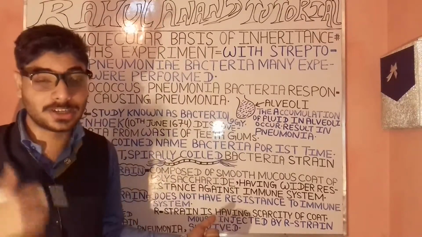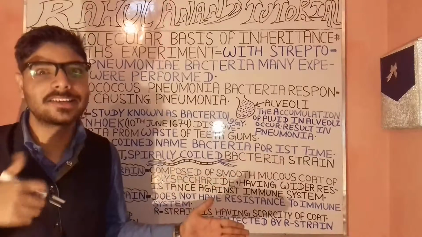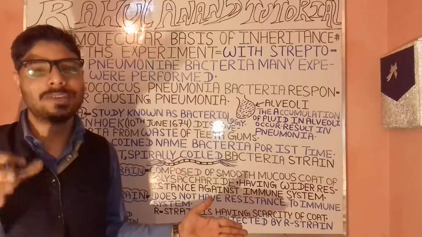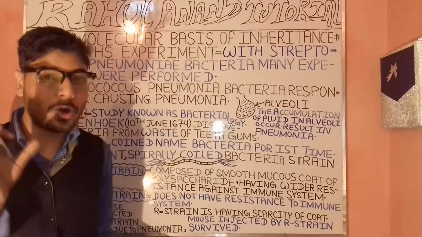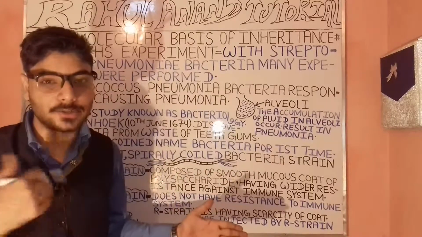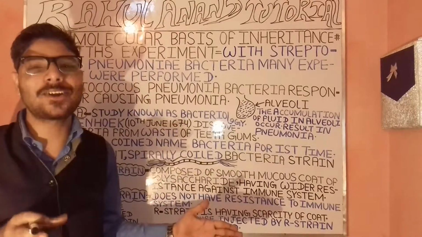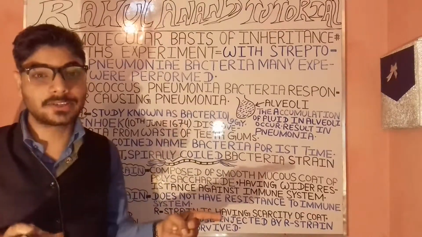Often when we are talking about the case of the S strain, these have resistance with reference to the immune system. Now let's understand the R strain. When we are talking about the R strain, these do not have resistance with reference to the immune system. Of course, understood.